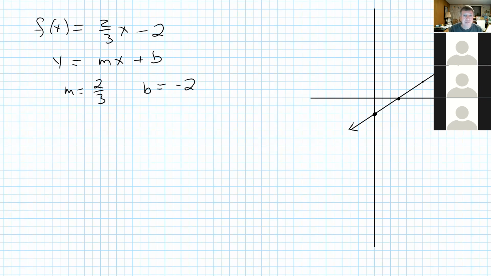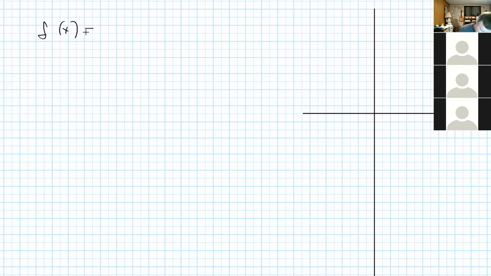Okay. Let's go to a new page and we'll make a new graph. I'm not marking the scale on here for the sake of time, but each square is going to be 1 unit. Let's take a look at f of x equals -x. That's also in slope-intercept form. What's the slope?